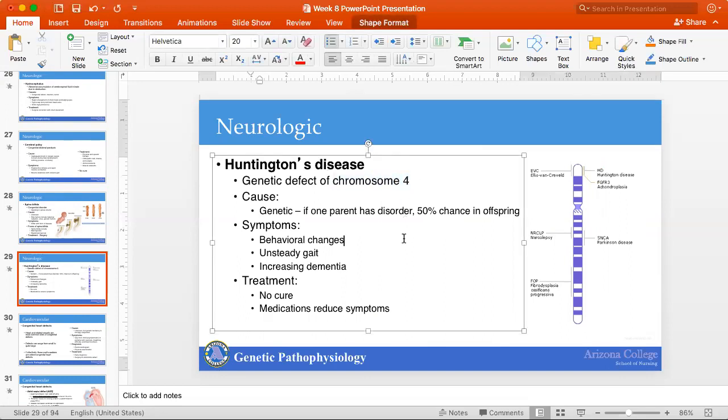Cause, genetic. If one parent has the disorder, the child has a 50% chance, a 50% chance in the offspring. So if someone had this disease, very likely, if they had children, their children are also going to have it. Symptoms: behavioral changes, unsteady gait, and then increasing dementia. Treatment: no cure, medications to reduce symptoms.